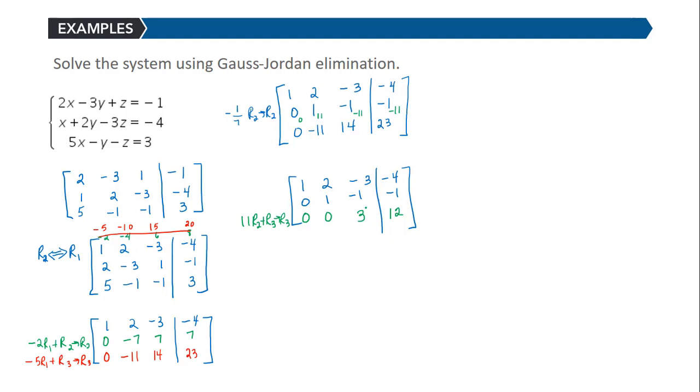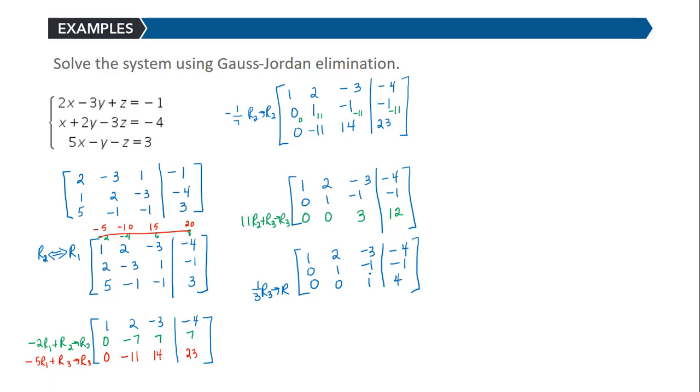Now I need to get a 1 in the third row, third column, and I can do that by dividing each of those entries by 3. So my first row is 1, 2, negative 3, negative 4, 0, 1, negative 1, negative 1. And I do 1/3 times row 3, and that gives me 1/3 times 0 is 0, 0, 1/3 times 3 is 1, 1/3 times 12 is 4.